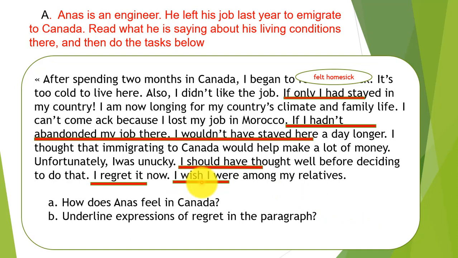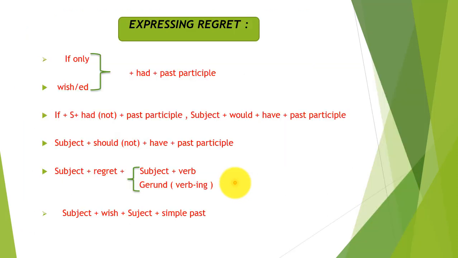If you see here, we got five expressions that Anas used to express regret about himself. Now let's deduce the structure that he used. The expressions that we can use should be in such structure: if only, wish or wished plus what? Had plus past participle.